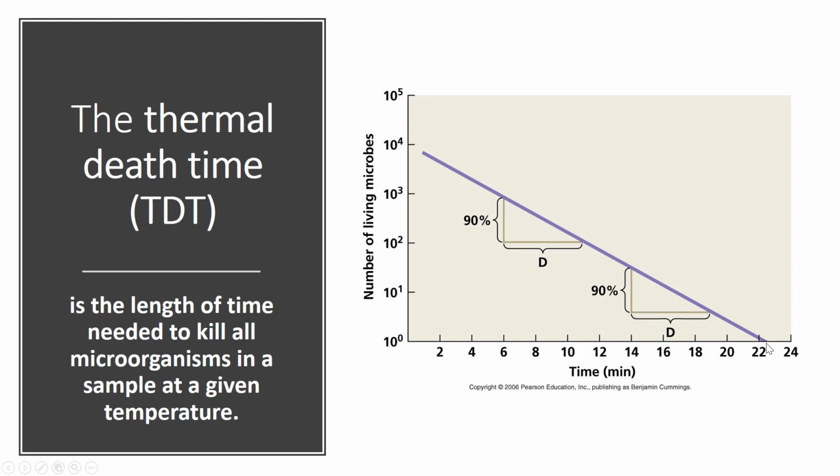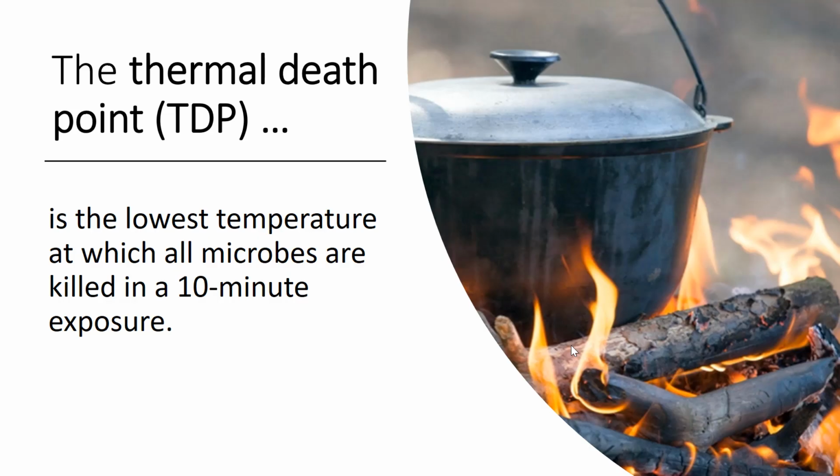So we would have to raise the temperature based on this graph until this graph actually intersected at time 10 minutes. So the thermal death time would be experimented at different temperatures to see how long each temperature takes to kill all the organisms. And the very last temperature, the temperature that kills within 10 minutes, would be defined as the thermal death point.